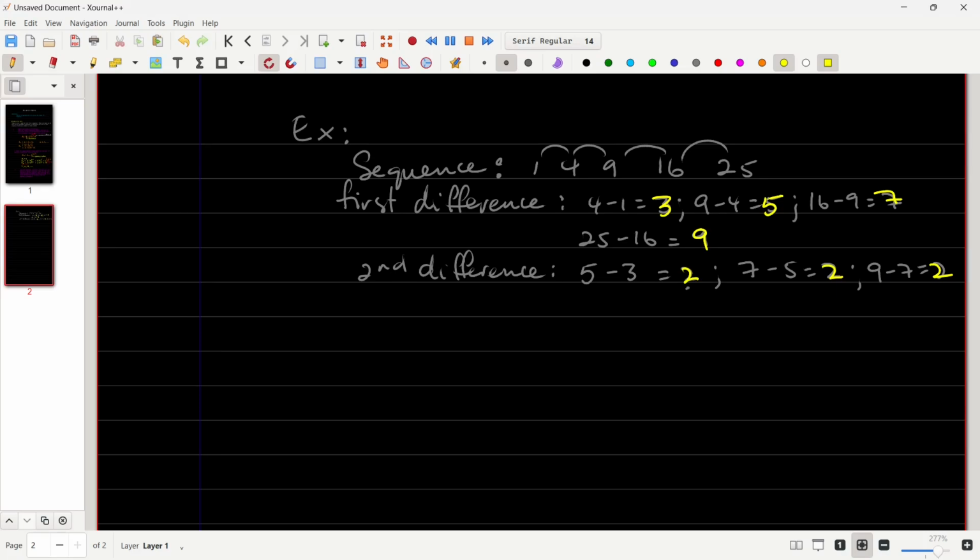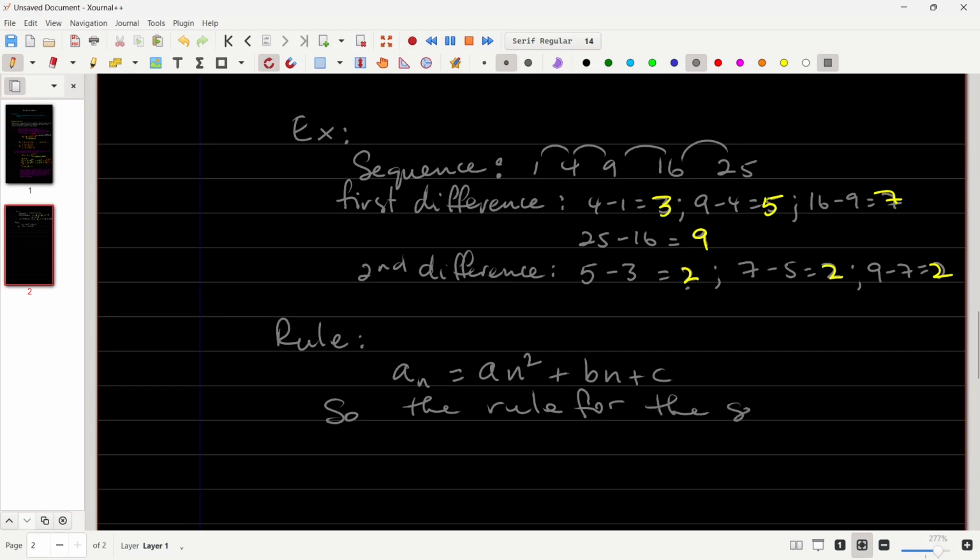So in this case, the rule would be of the form each term is equal to a n second power plus b n plus c. So we can see right away it's going to be n squared. So the rule for the sequence is n squared. All right, so it's n squared.